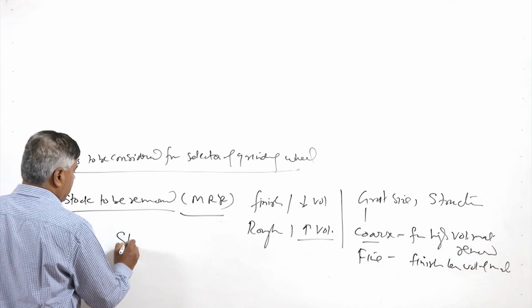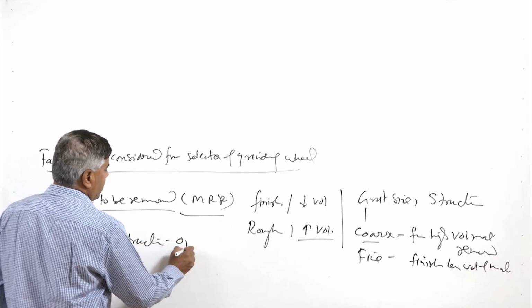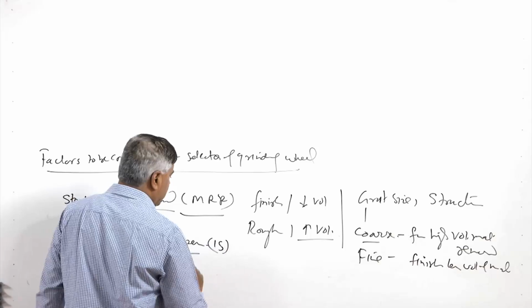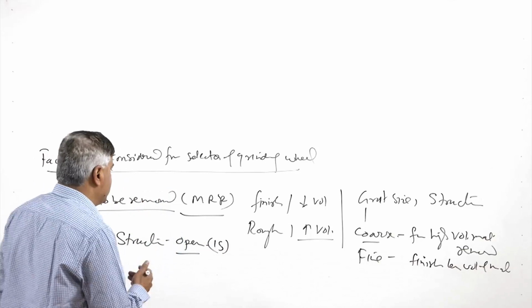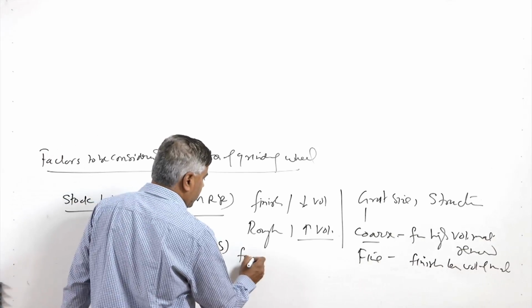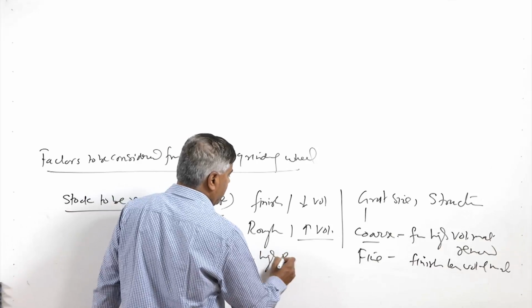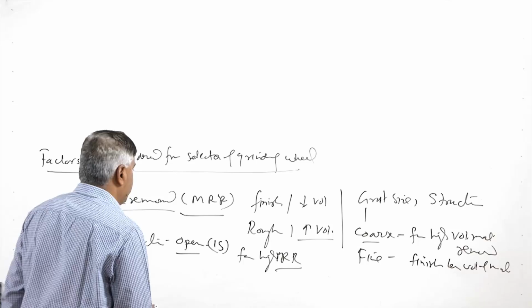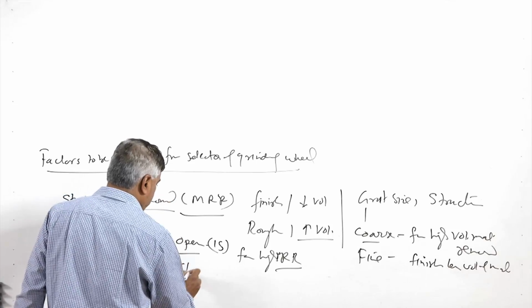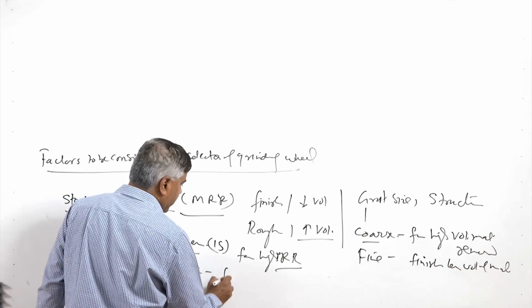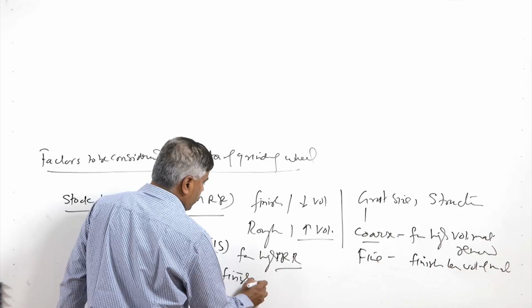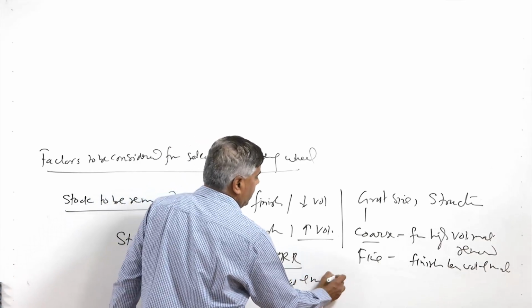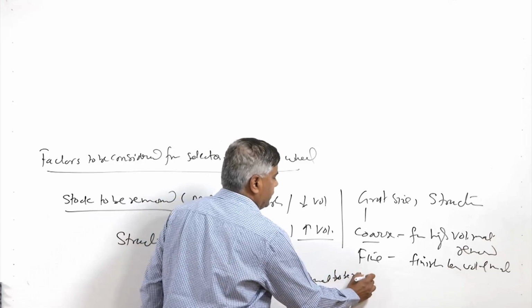Similarly, the structure: an open structure is used, like having 15 as the number indicated. Open structure is used for a high metal removal rate, or a large volume of stock to be removed, and closed structure is used for finishing purposes, where less volume of the material is to be removed.